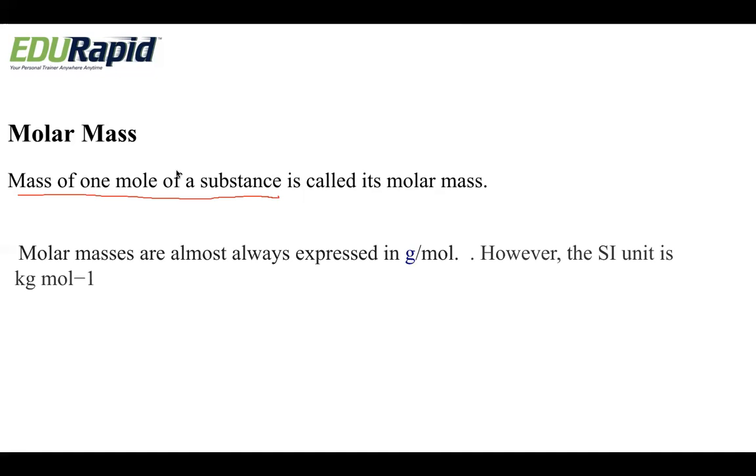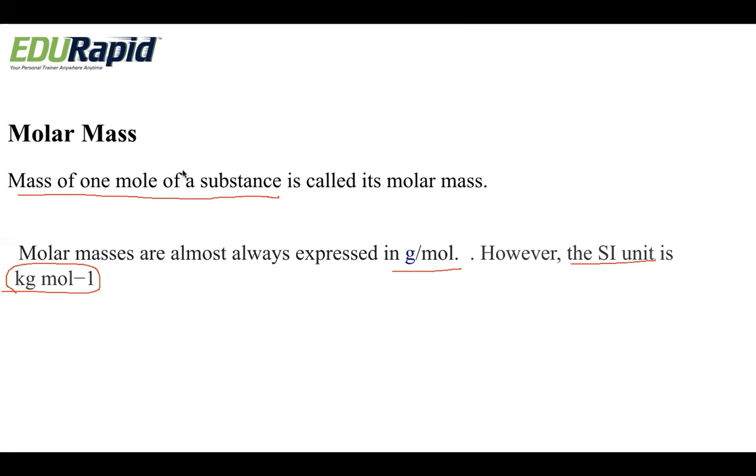Molar masses are almost always expressed in grams per mole. So we have a certain unit. How do we express it? We express it in the form of grams per mole. However, the SI unit used is kg per mole. Usually we will use grams per mole, but the SI unit is kg per mole.